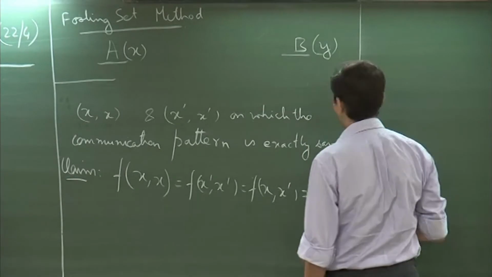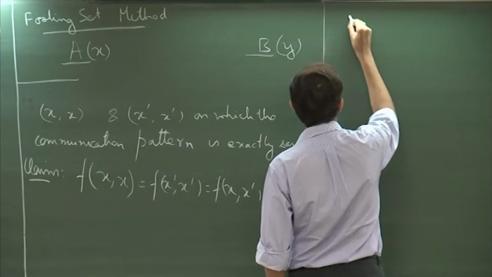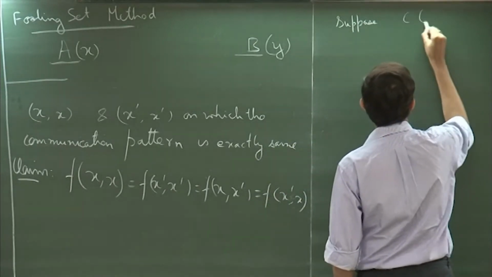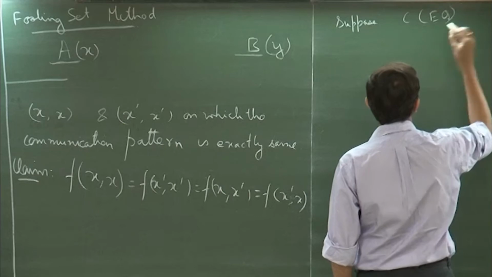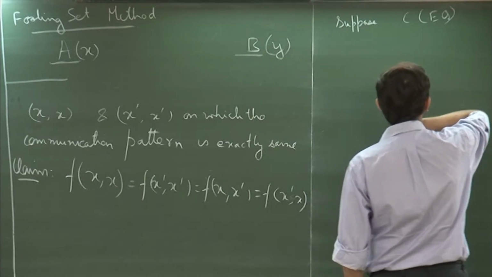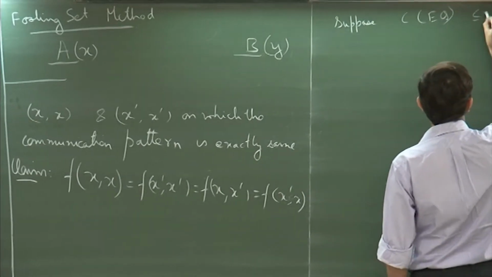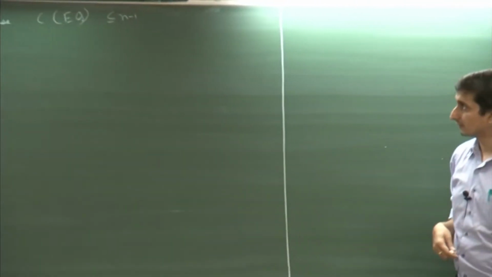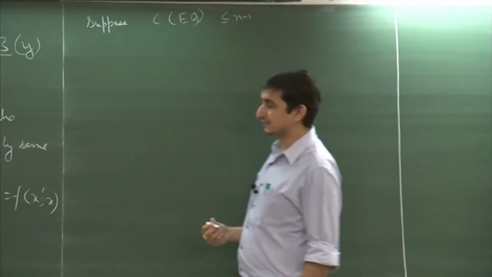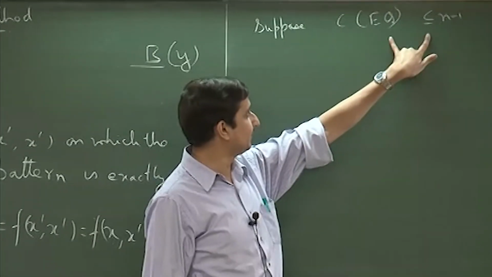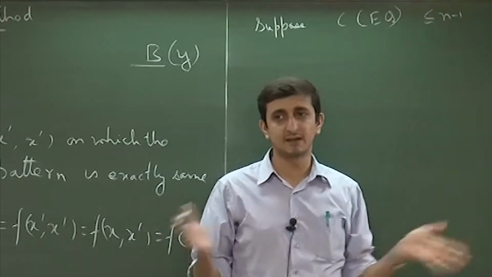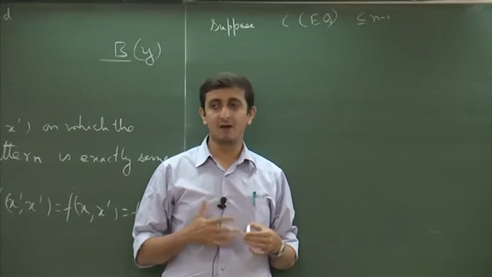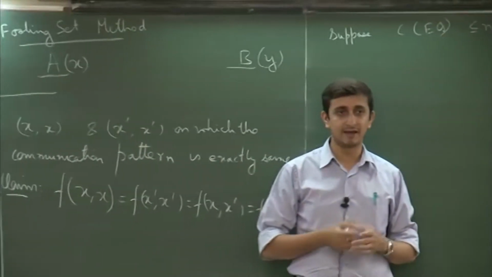So, let us come back to the proof. Suppose the complexity of this equality function is less than or equal to n minus 1, for the sake of contradiction. Okay. So, then what can we say? What this statement means is basically that n minus 1 bits are communicated between them. So, if n minus 1 bits are communicated between them, how many different communication patterns can we have?